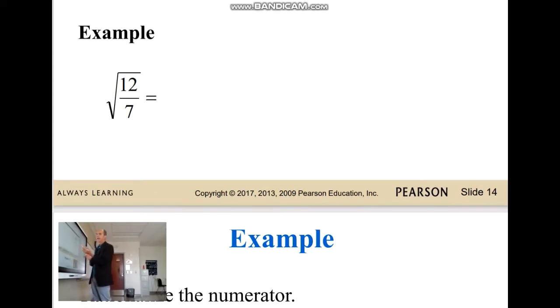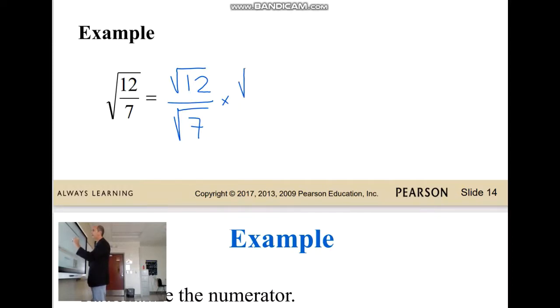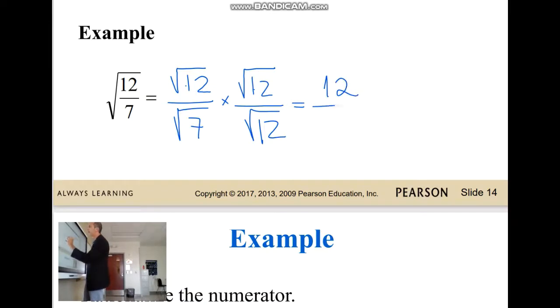And it's going to be the same thing, but instead of working on the denominator, now we're going to work on the numerator. And we can split this as square root of 12 over square root of 7. And we're going to multiply by a fraction that is equivalent to 1, square root of 12 over square root of 12. And then we have square root of 12 times square root of 12 is just 12. You don't have any radicals anymore on the numerator. And the square root of 7 times 12 is going to be square root of 84.